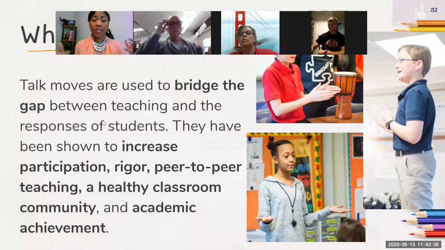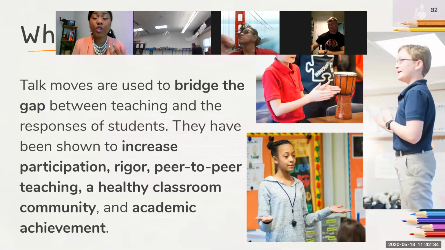So this strategy bridges the gap between the teacher and the students responding. It has definitely increased participation. I have 100% participation every day, all day, because of talk moves, 100%. We also have a no opt-out policy. So when you introduce this, the norm is everyone does it all the time. There are no exceptions. And it really helps students when they are doing peer-to-peer teaching. It makes your classroom environment feel healthy and exciting, and then ultimately improves academic achievement.